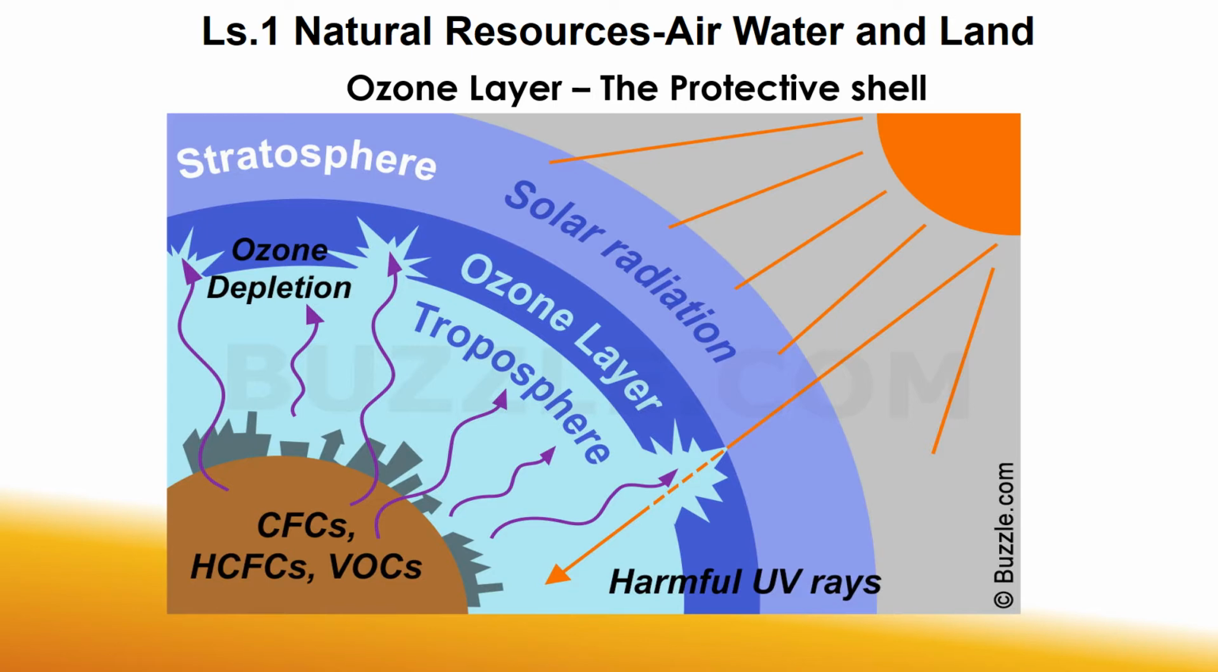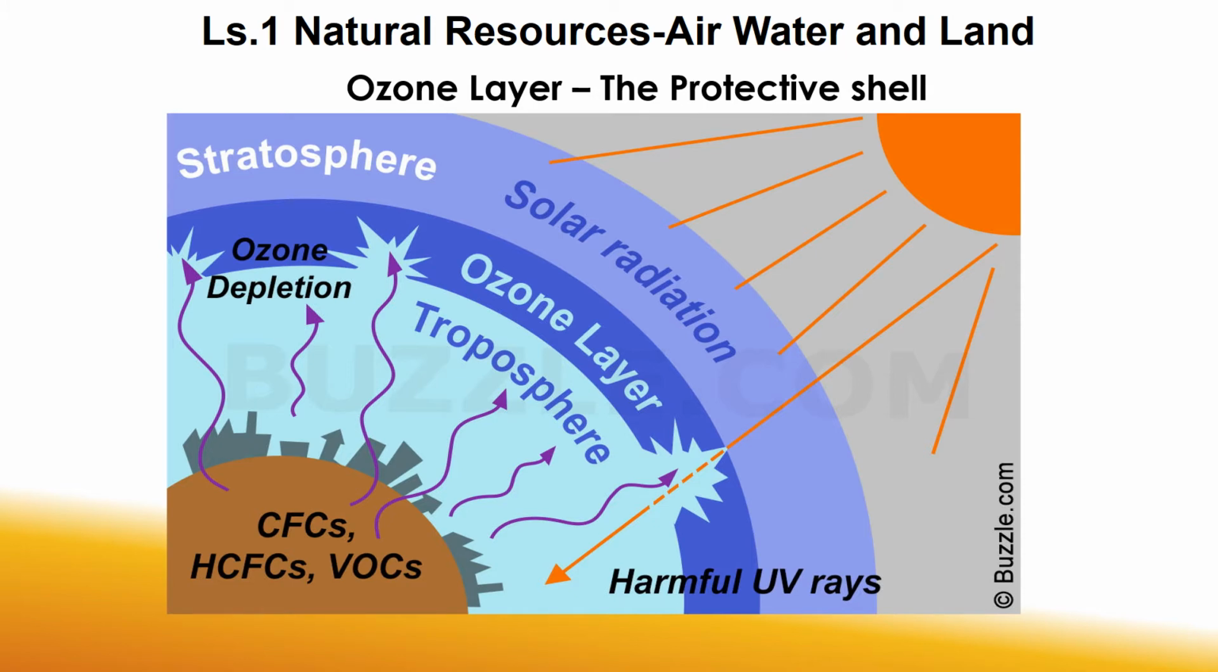Students, do you see the CFCs, HCFCs and VOCs? What are these, children? These are the harmful gases. Can you see the arrows there? Yes. So children, what do they do? They go and mix in the various constituents of the ozone layer. And what do they do? See the children in the picture? Yes, they cause ozone depletion.